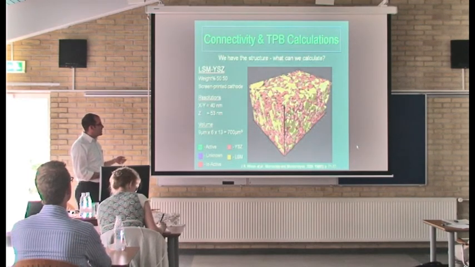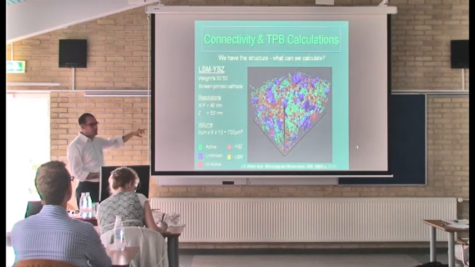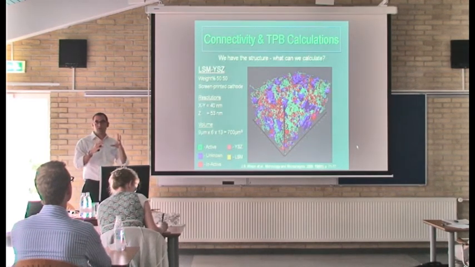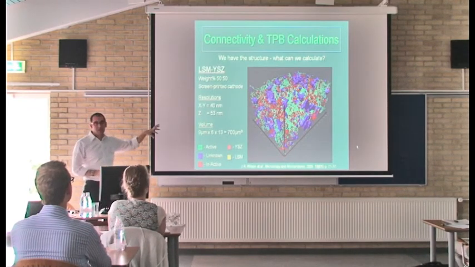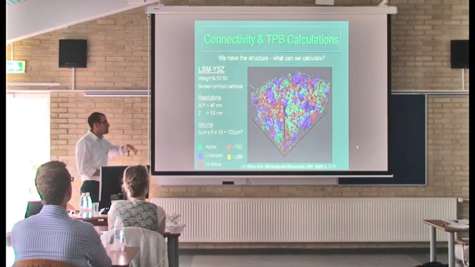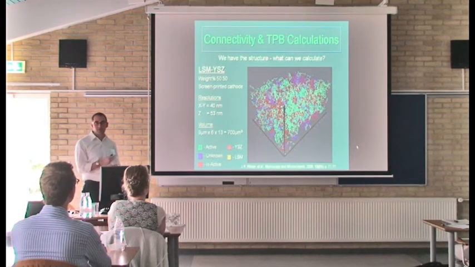In addition to that, we can identify the triple phase boundaries, and we also know where these isolated and unknown particles are. For that boundary to be active, it has to be on 3 percolated networks. So we do this connectivity calculation on each of the 3 phases. From that, we can figure out the total TPB line density, which is shown here. The green represents the electrochemically active TPB density.